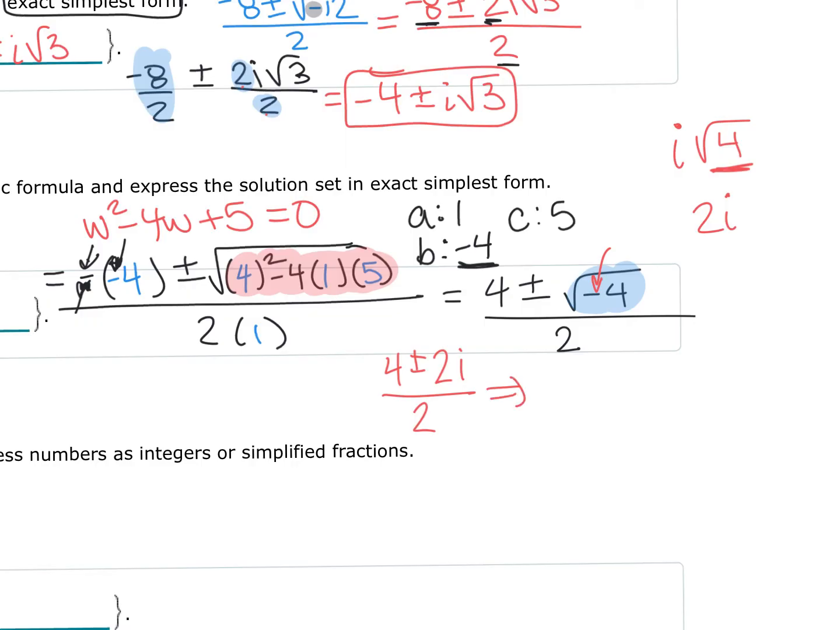I break apart my fraction. I can write this as 4 over 2 plus or minus 2i over 2. I reduce. 4 over 2 becomes 2, plus or minus, and then this 2 over 2 here becomes just a 1, so those go away, and I'm just left with i. So my final solution set would be 2 plus or minus i.